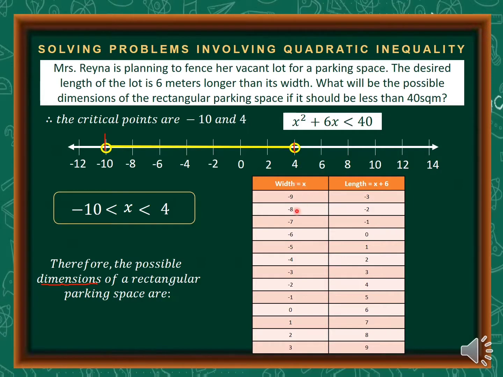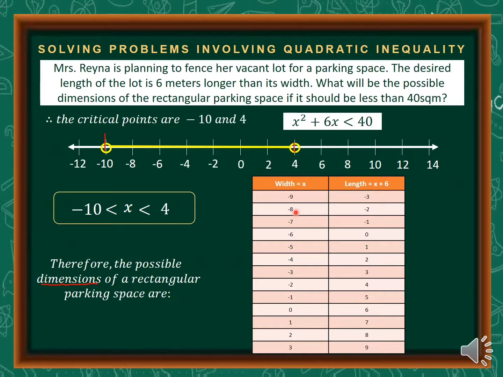Since ang width ay x, so negative 9, negative 8, pwede rin ang negative 7, negative 6, negative 5, negative 4, 3, 2, 1, so on and so forth, hanggang positive 3. Hanggang doon, ano, ang 4 hindi na natin sinama since ito naman ay hindi included. So, hanggang 3. Kung ang width daw natin ay negative 9, ang length natin will be negative 3. So, these are the possible dimensions. Negative 9 and negative 3. Ma'am, saan nakuha si negative 3? Sinubstitute po natin kay x plus 6. Negative 9 plus 6 is equal to negative 3.